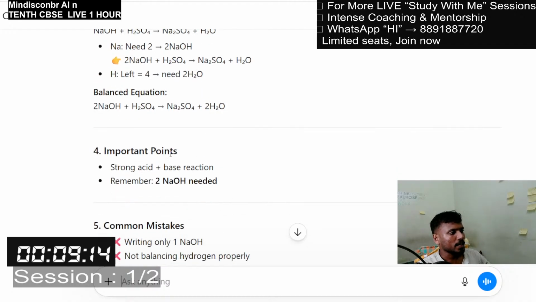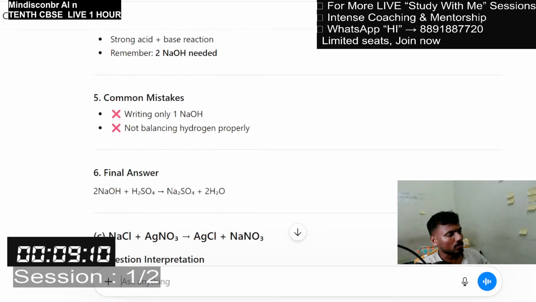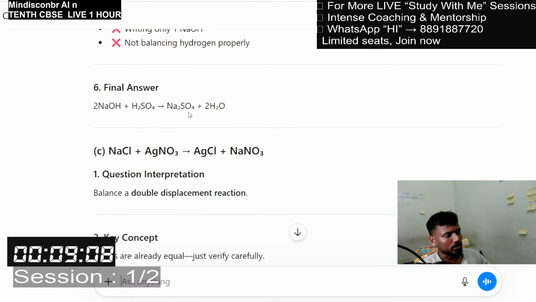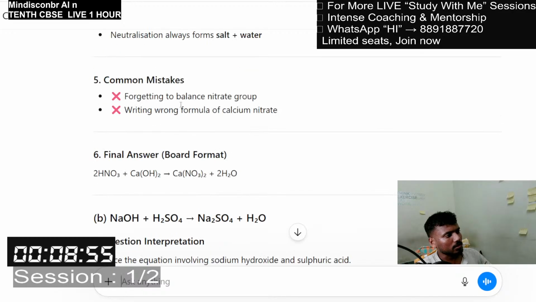Okay. Next important point, strong acid plus base reaction. Remember, 2NaOH is needed. A common mistake is writing NaOH plus H2SO4 gives Na2SO4 plus 2H2O. Third reaction is NaCl plus AgNO3 gives AgCl plus NaNO3. These two reactions are also examples for double displacement reactions.